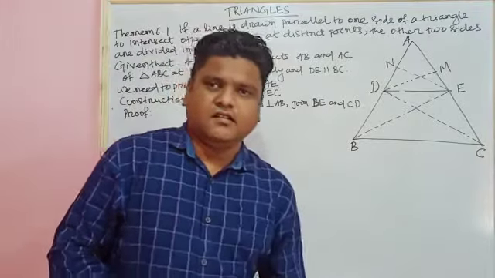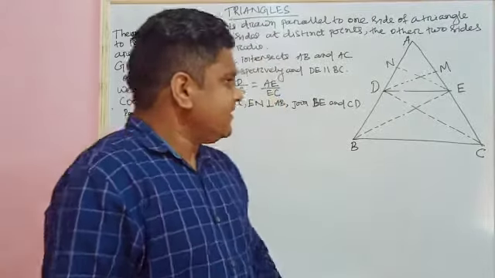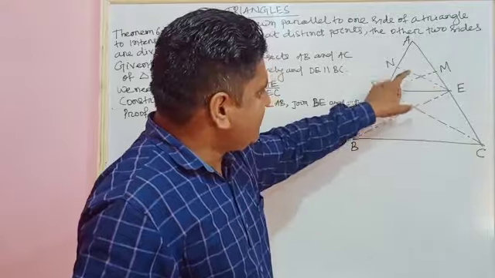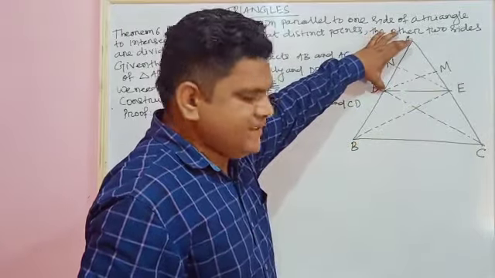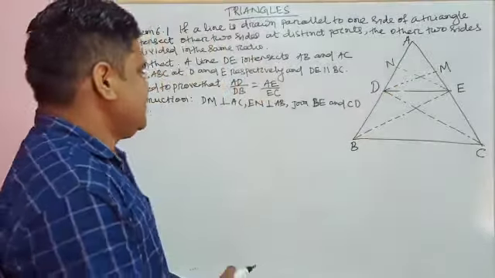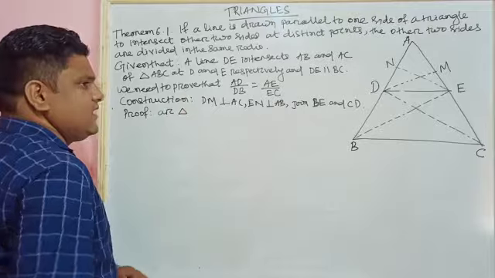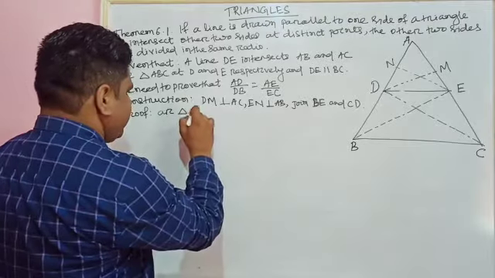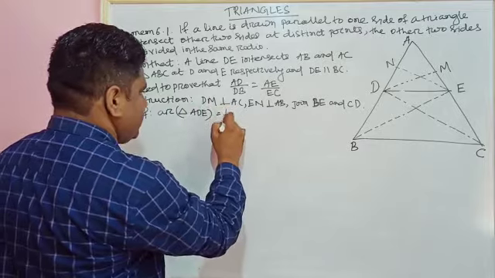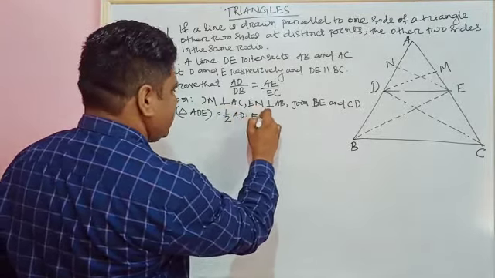We know that the area of a triangle is half into base into height. Taking that formula, area of triangle ADE will be half into, if base is AD, then it will be half into AD into EN. Let's write this. Area of triangle ADE is equal to half into base into height, means AD into EN.